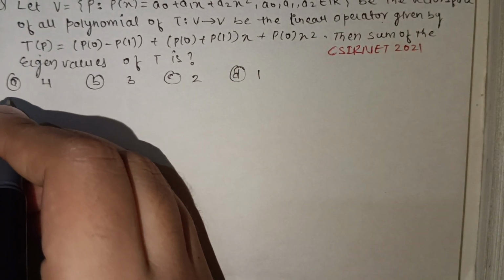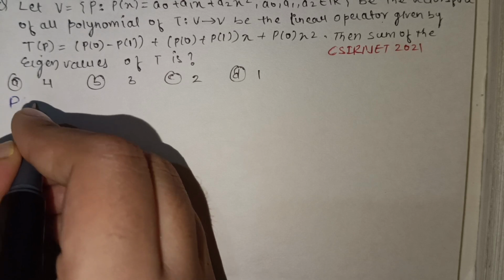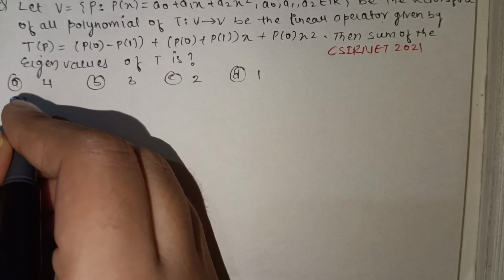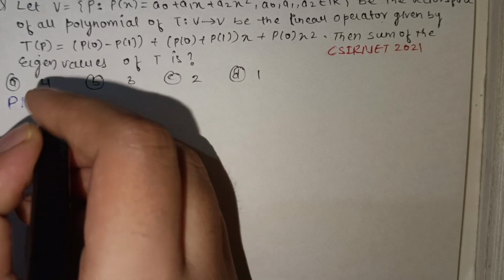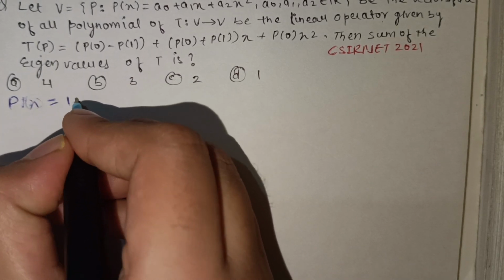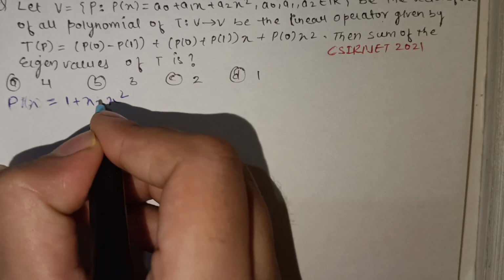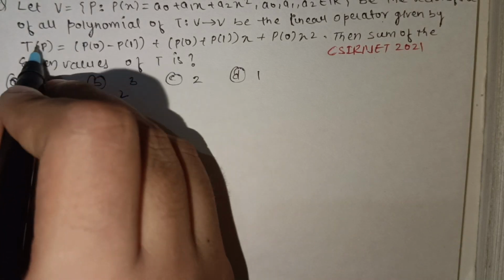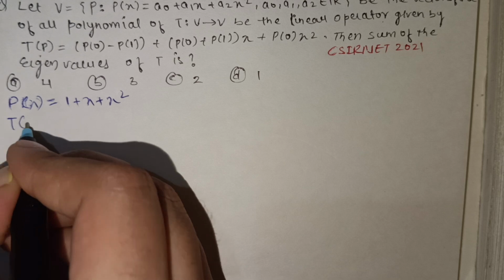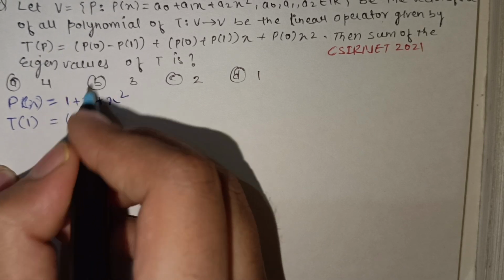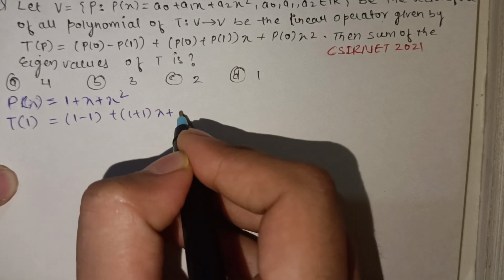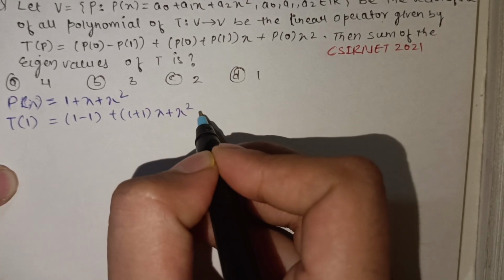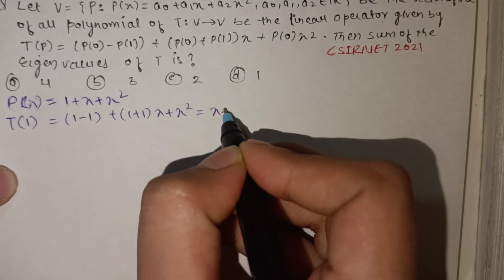So let the polynomial p(x) equal 1 plus x plus x². If we take this polynomial, now we will operate this polynomial as per the given condition. If we take T of 1, we get p(0) - p(1), which is 1 - 1, plus (1 + 1)x plus x², which is equal to x + x².